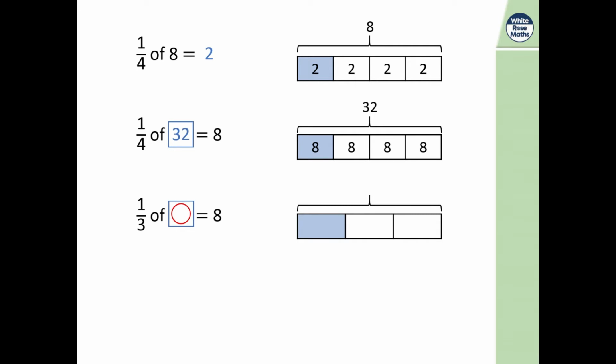We do know that a third is equal to 8. So if 1/3 is equal to 8, then all of the thirds are equal to 8. So 8 multiplied by 3 is equal to 24. Our missing quantity is 24.